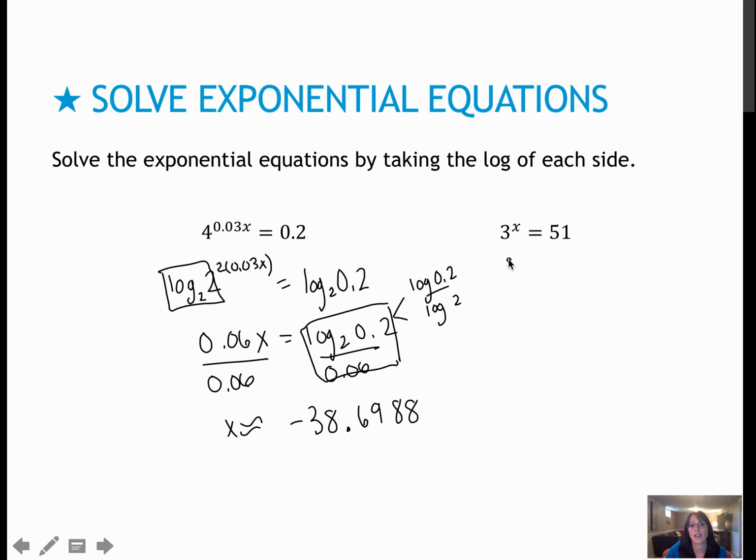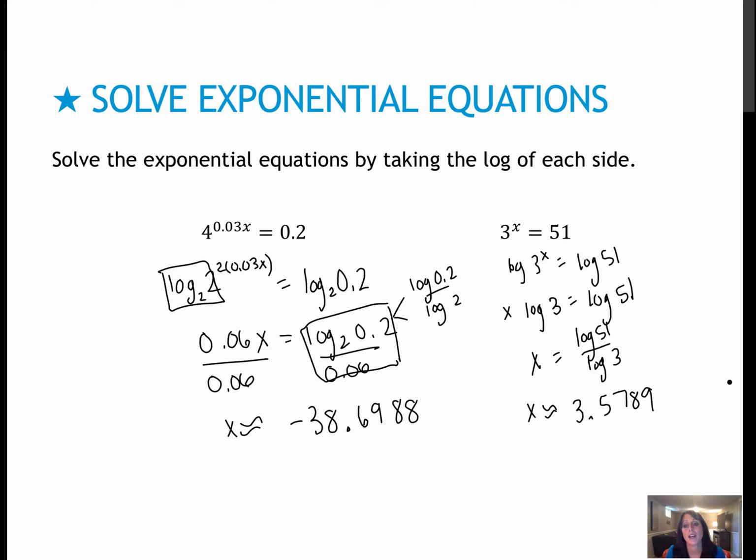Same thing's going to happen here. I have log, and this time let's just do log base 10. So log base 10 of 3 to the x equals log base 10 of 51. That gives me x times log of 3 equals log of 51. I would then divide each side, so x is log of 51 divided by log of 3. And then of course that would be an exact answer. I would then find the decimal equivalent using my calculator, and I would get 3.5789, or 3 and 5,789 10,000ths.